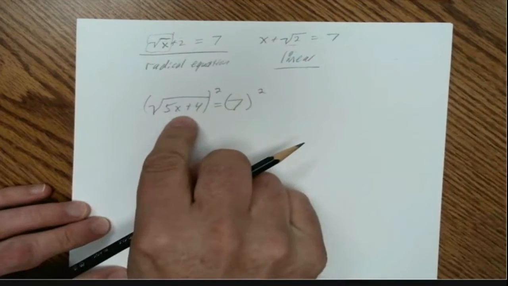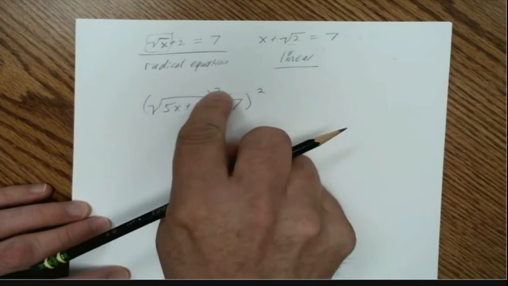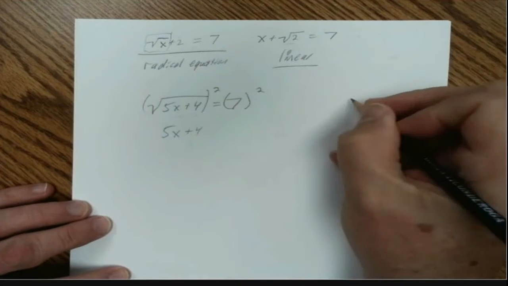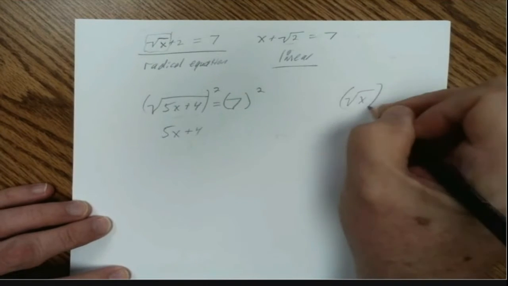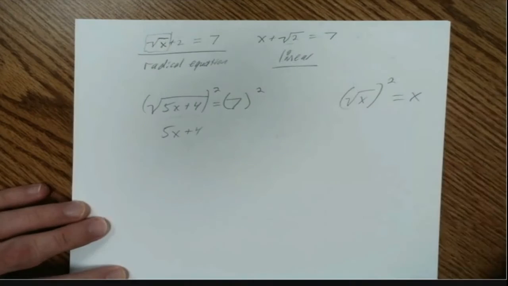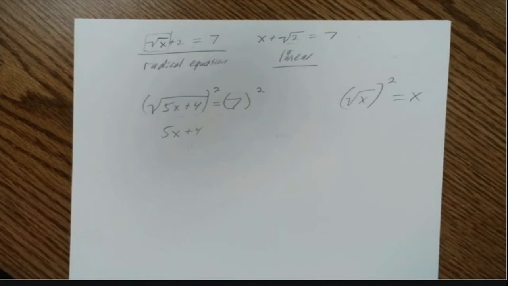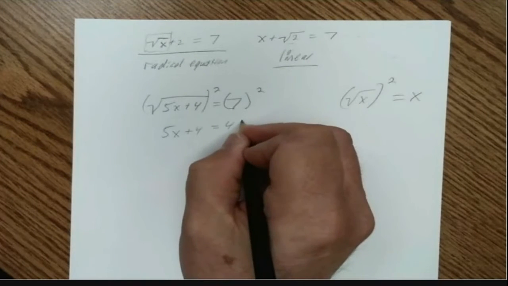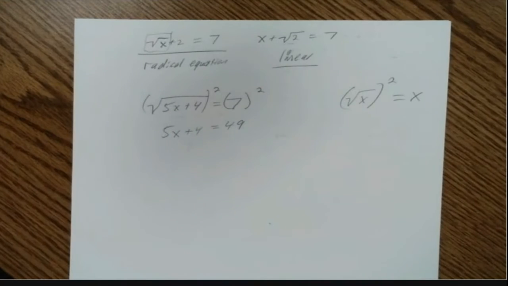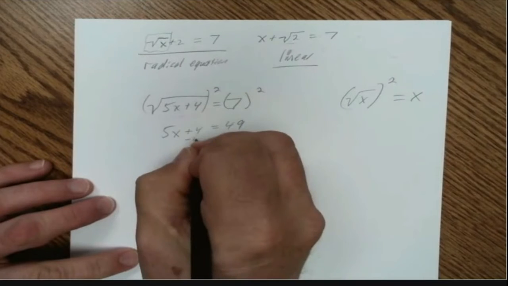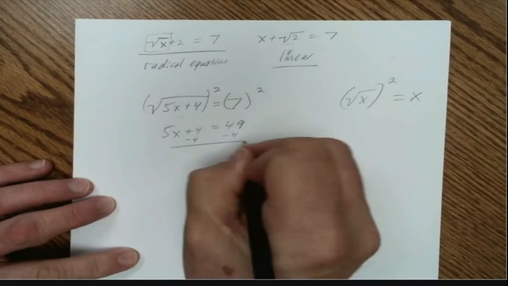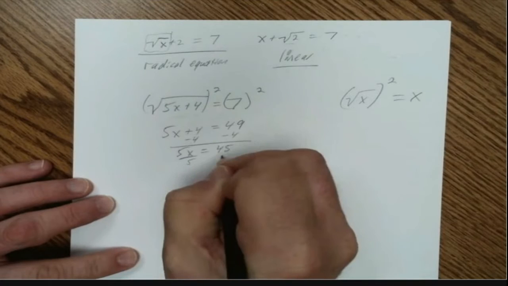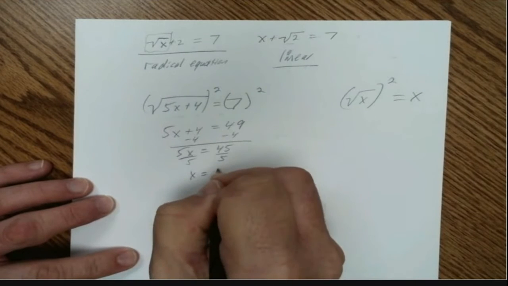Anything that is underneath the square root that we have now squared just equals itself. Like the square root of x squared just equals x. Whatever's underneath there just equals itself. And the other side equals 7 squared. 7 times 7 is 49. So 5x plus 4 equals 49. Now we're just solving a linear equation. 5x equals 45. Divide by 5. x equals 9.